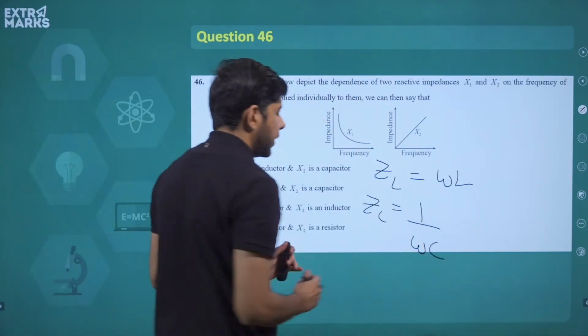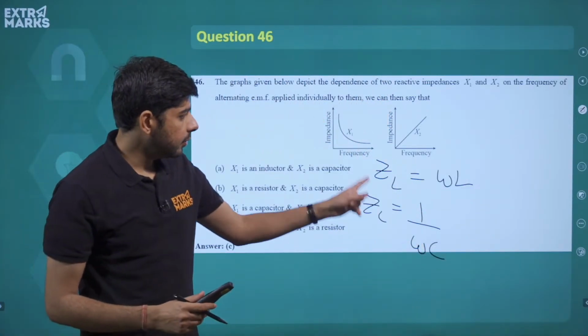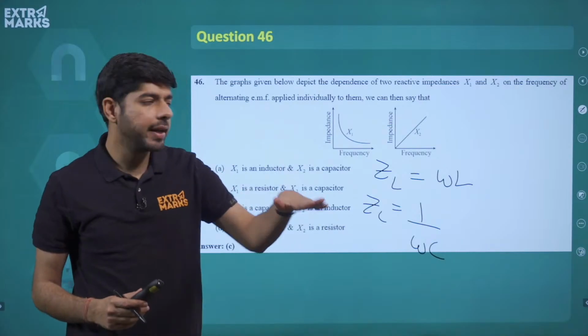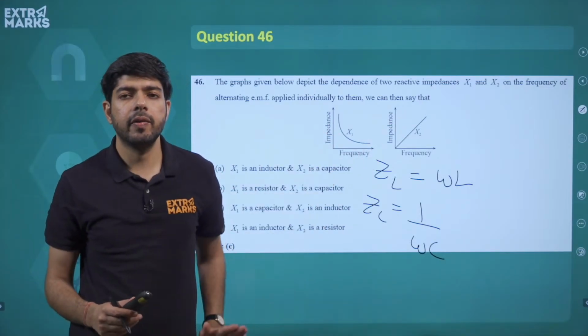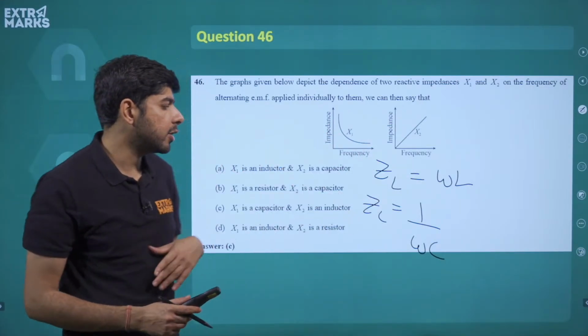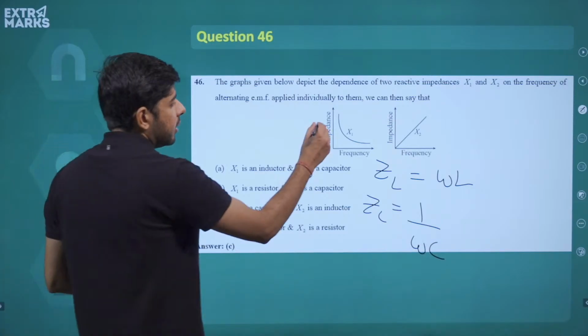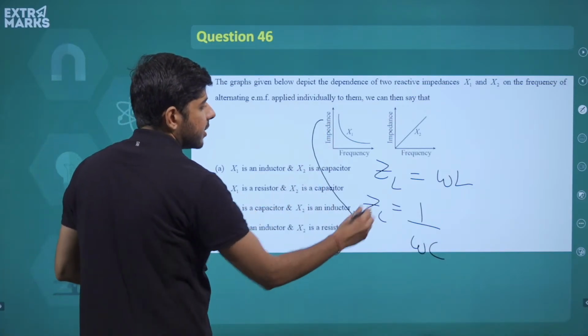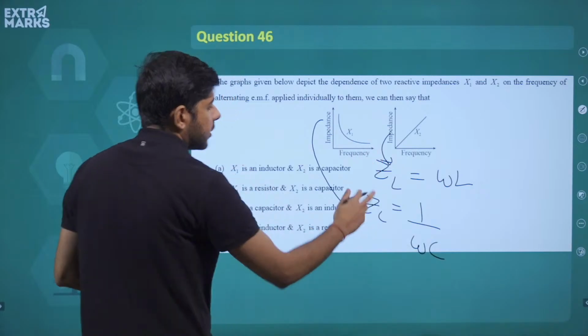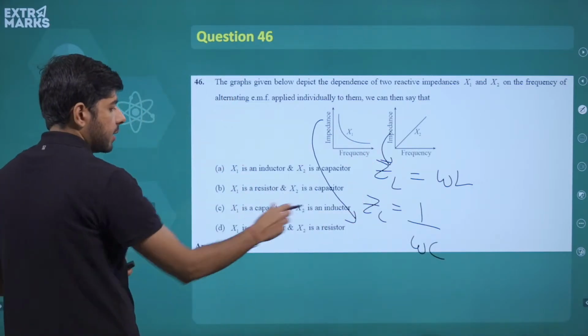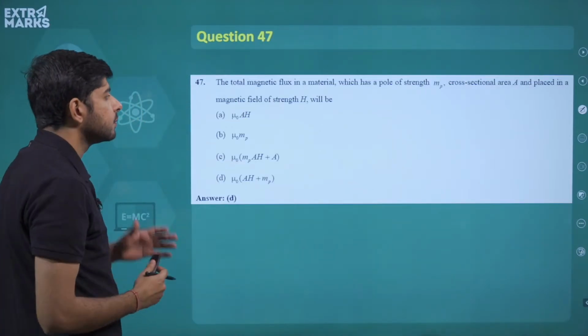So now as we can see, for capacitance it will decrease, for inductor it will increase with omega, with frequency. So this must be the capacitor, and this must be the inductor. So first one is capacitor and second one is inductor.